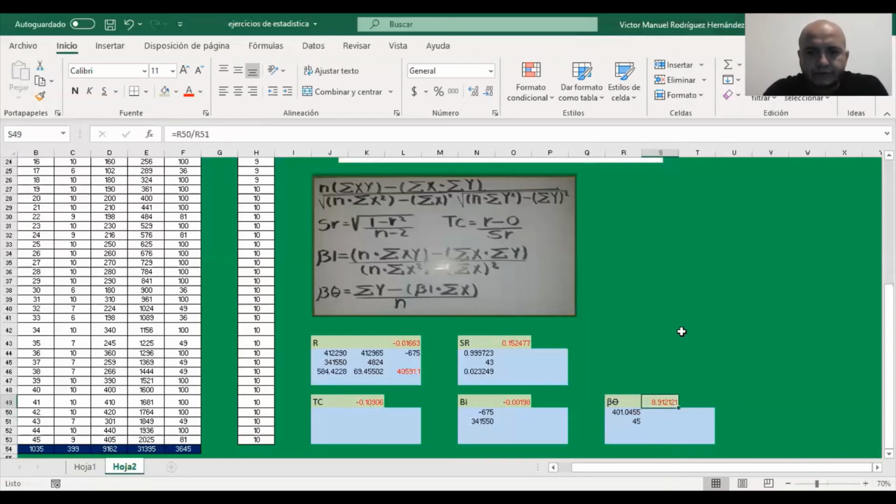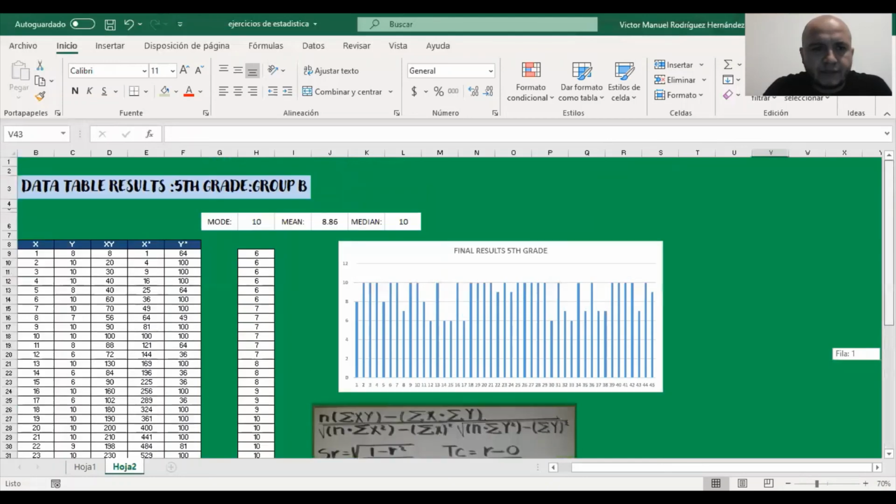So, all right, these are the results. R minus 0.01, SR 0.15, TC minus 0.10, V minus 0.00, and theta beta 8.91. So that is the explanation for these data table results from the 5th grade.